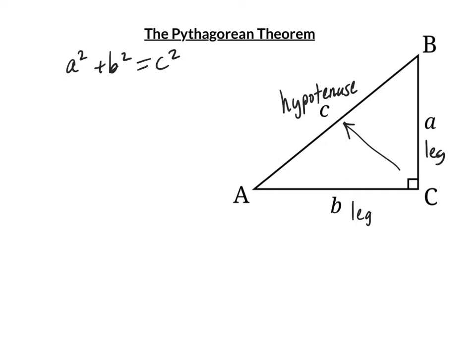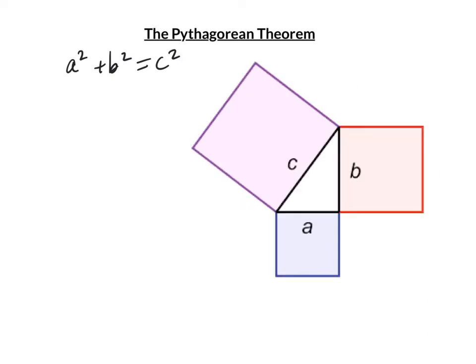The Greeks thought of the Pythagorean theorem in terms of area. In the picture, each side creates a square. This one is a times a, a squared, is the area, base times height. This one is b times b, b squared, is the area. And this one is c times c, c squared, is the area. It is true, as the Greeks thought of the Pythagorean theorem, that the area of a squared plus b squared equals c squared.